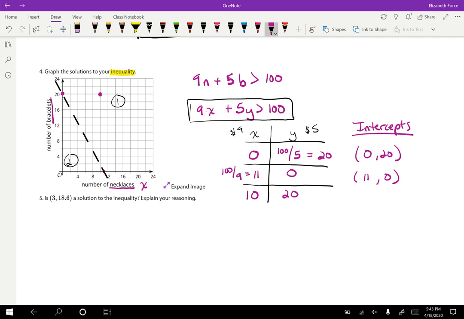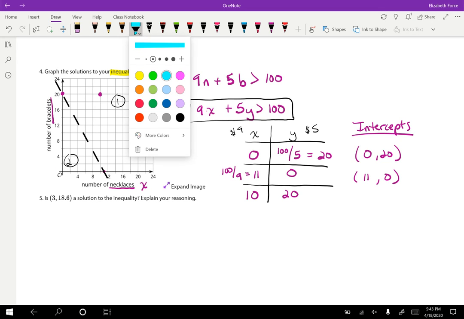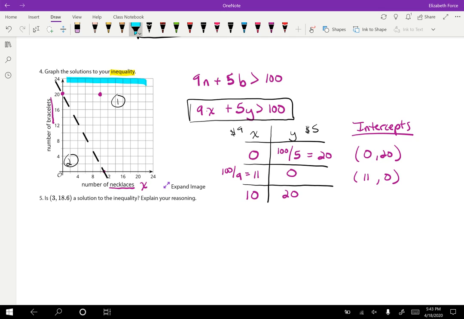This was a point. So that means that all of the points above this line are going to be solutions to my situation. So everybody in region 1 above that line is going to give me a profit greater than $100. So number 5 is asking, is 3 comma 18.6 a solution to my inequality? Explain your reasoning.